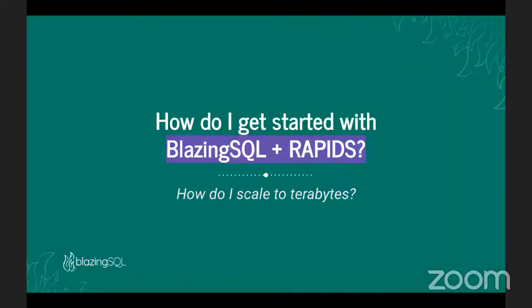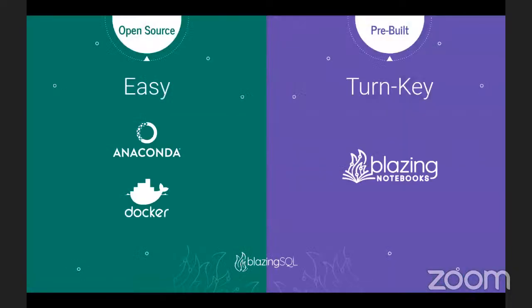So how do you get started with BlazingSQL and RAPIDS? There are two ways. You can do an open source way. It's very easy. You can go to Anaconda and simply install directly from the RAPIDS channels or BlazingSQL channels. You can download a Docker image and run it in a Dockerized form on your machine.